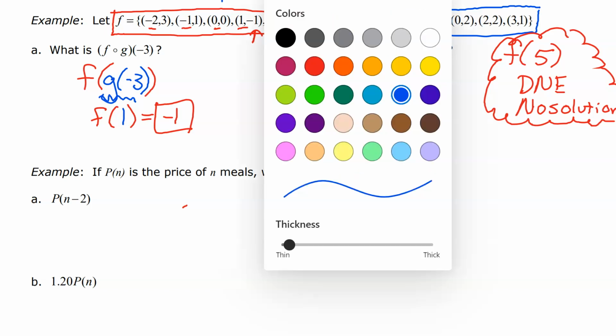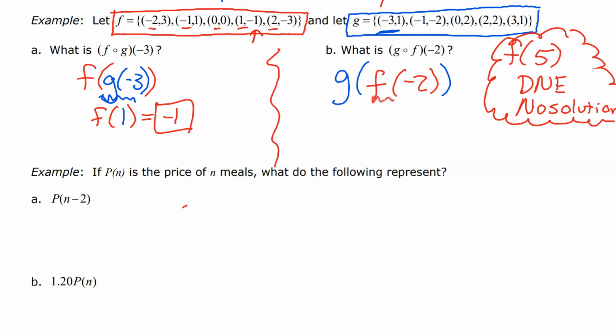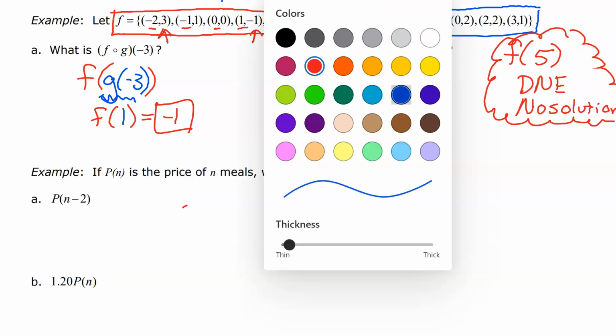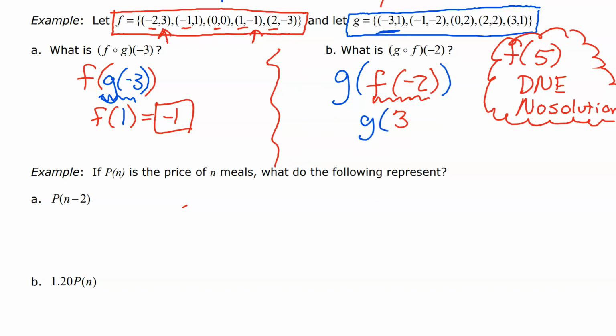So the first thing that I need to identify is f of negative 2. So for f of negative 2, I'm going to go over here, wherever I have negative 2. I'm looking for the y value, which just happens to be 3. So then I'm going to have g of 3. So I'm going to go over to the g function to find the x value where it equals 3, and my y value is positive 1. And you're all done. Okay, so that concludes composition of functions when we're looking at ordered pairs.